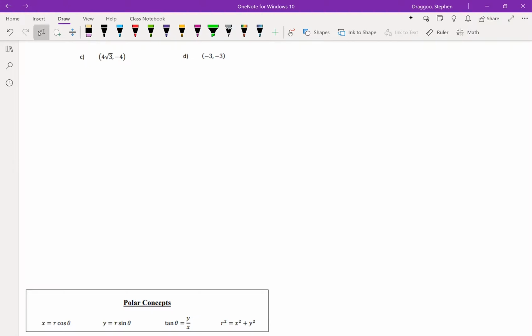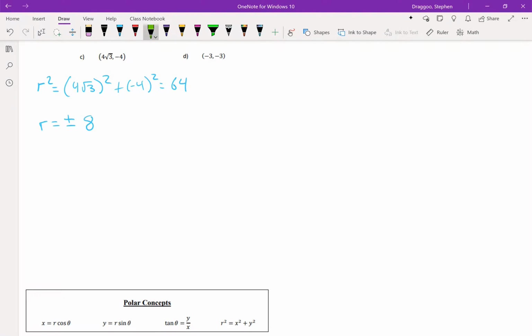All right, on to points C and D. So it looks like this time we have r squared is equal to 4 root 3 squared plus negative 4 squared, which simplifies to 3 times 16 plus 1 times 16 would be 4 times 16 or 64. So r could be either positive or negative 8.